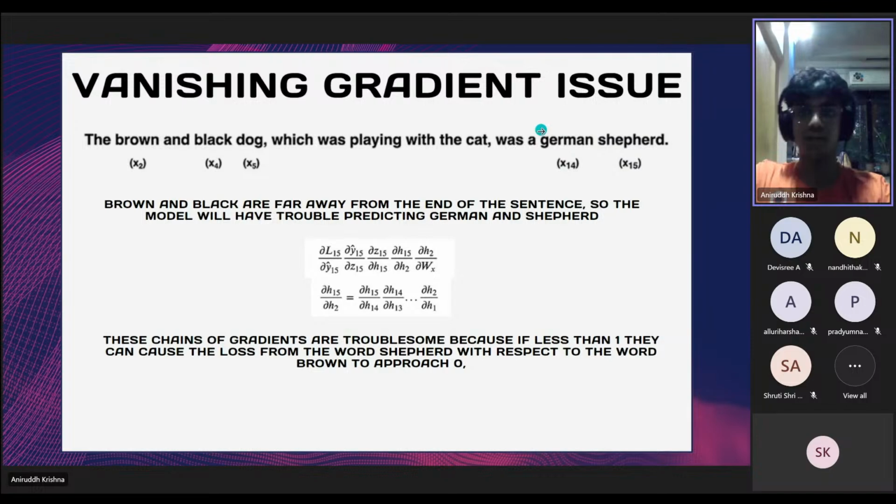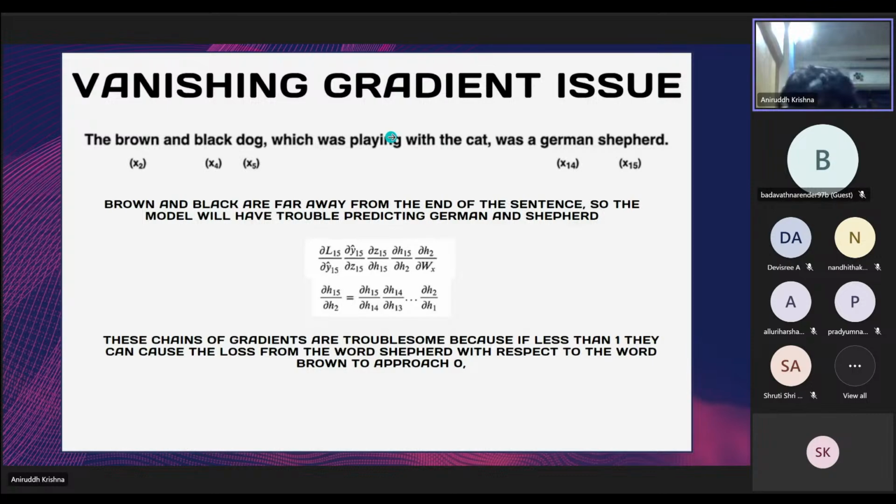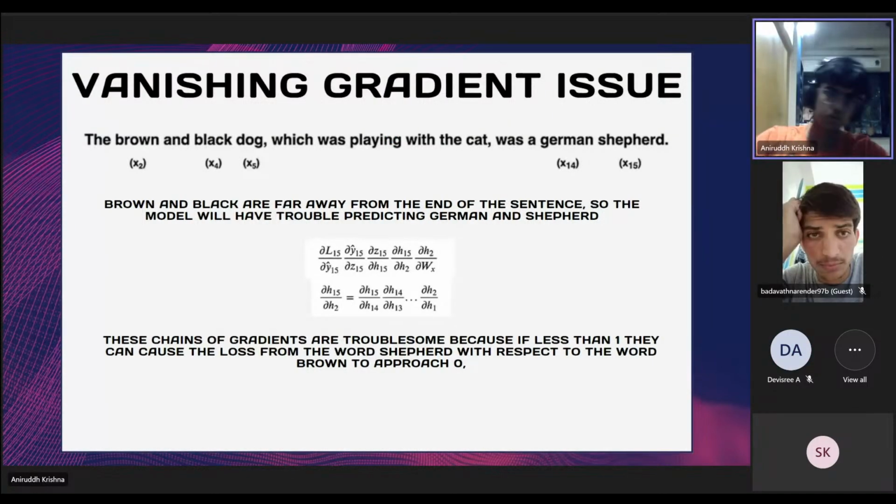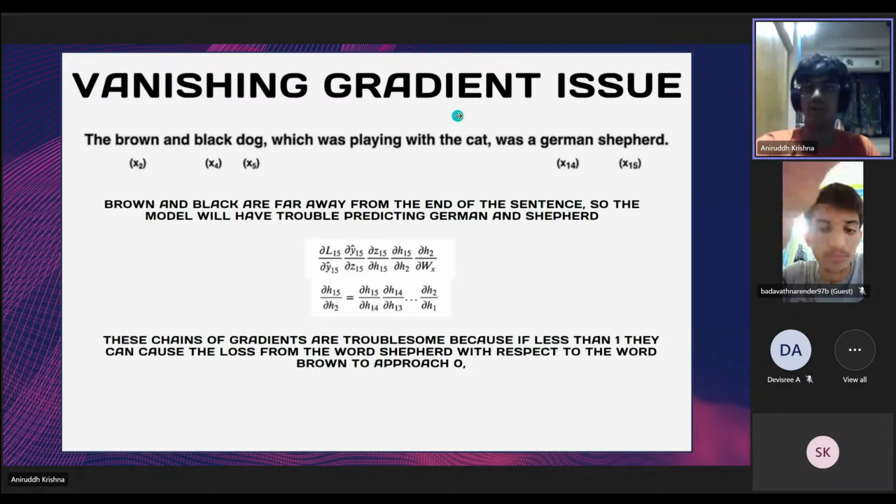So while traversing backwards, going from word to word, if many gradients have values less than 1, the multiplications would eventually come to a value very close to 0. That would practically mean that we have lost the gradient, and the model just stops learning, since the gradients cannot be updated further because they're going to 0. So because of this issue, the model cannot tell us what the color of the dog or the German Shepherd was.